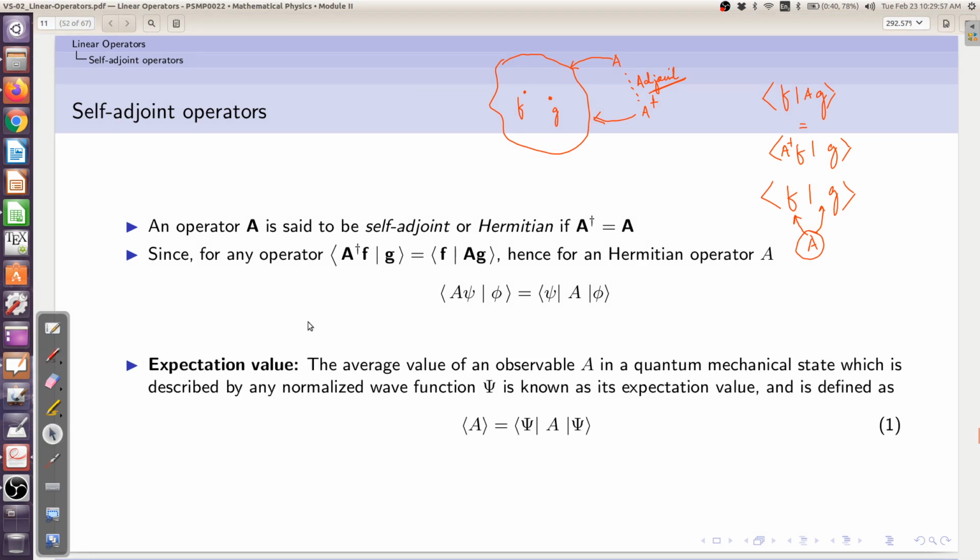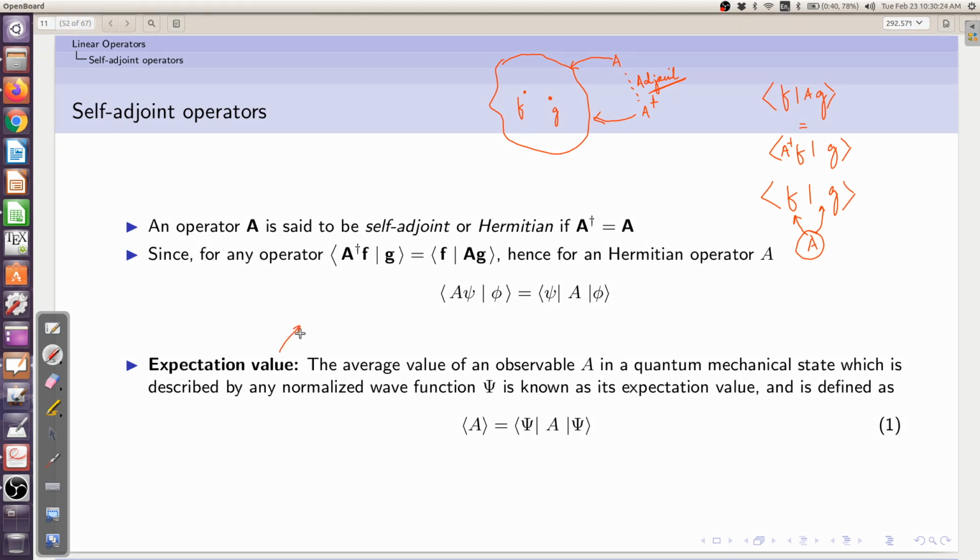This brings us to an important definition that you would have come across in your quantum mechanics, that is expectation value. The expectation value of an observable A in a quantum mechanical state is described by any normalized wave function psi, which is going to be the vector, just like your f and g. Then we talk about the expectation values of operators, always of a quantum mechanical operator.